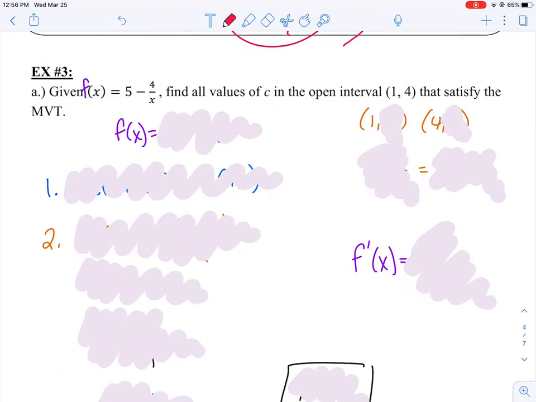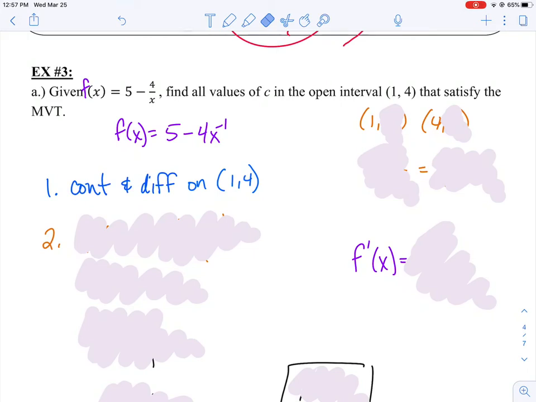Well, there's two things that have to happen in mean value theorem. Number 1, remember that your function has to be continuous and differentiable. Number 2, your instantaneous rate of change, your derivative, has to be the same as your average rate of change, the slope between your two endpoints. So let's kind of use those ideas. So I have this function, and instead of writing it as 4 over x, I'm going to write it as 4 times x to the negative 1 and bring that negative 1 forward.